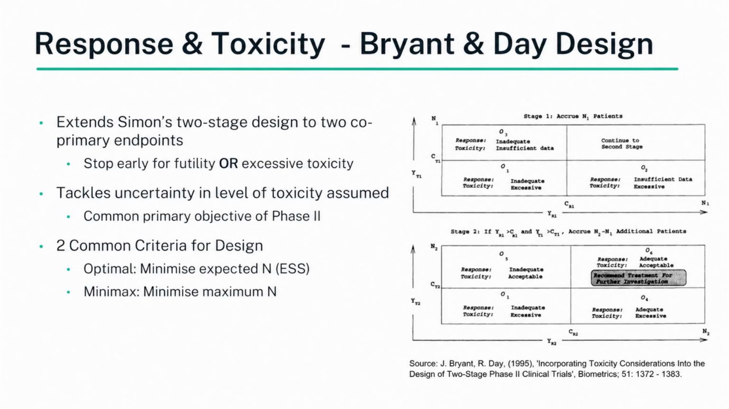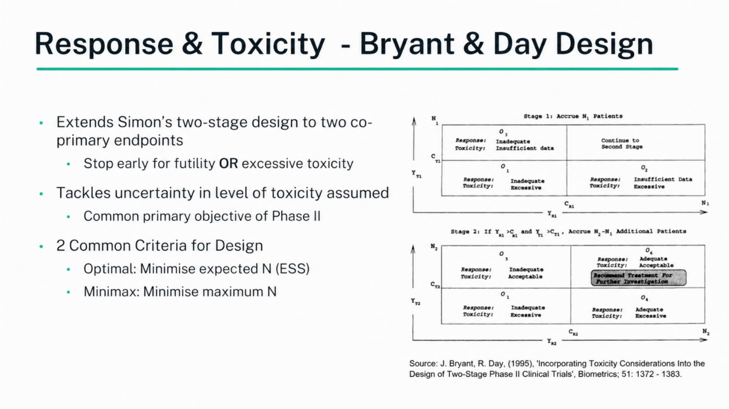And I know that this is generally done on a sort of ad hoc basis, but it is useful to have this toxicity assessment incorporated directly into the study design itself. In addition, this design aims to kind of tackle the uncertainty in the level of toxicity being assumed for the treatment at the outset of the trial. As obviously at phase 2, only the relatively small toxicity data from phase 1 is likely to be available.